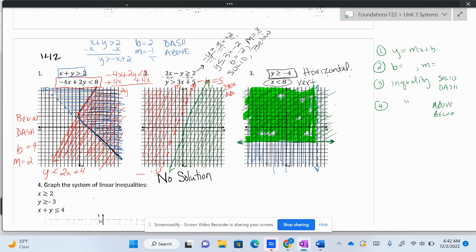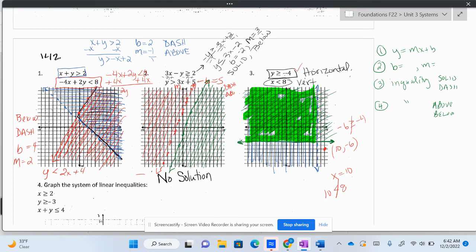Remember, you can check this by picking a point that's not in your solution area, like this point right here. That would be the ordered pair (10, -6). Remember, this is my x. If I let x equal 10, this says 10 is less than 8, and that's not true. That's why it's not in the solution area. And -6 is greater than or equal to -4, and that's also not true.